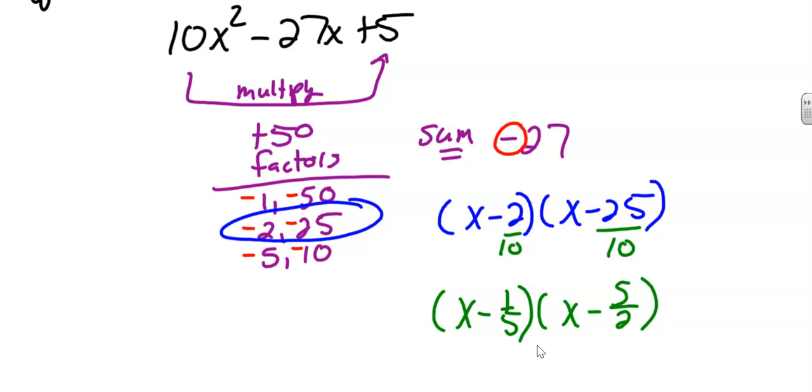So for this one, both of them have a fraction, so in this case you're going to pull both numbers up. So this one we pull the 5 in front of the x to make it 5x minus 1. This one we'll pull the 2 in front of the x and make it 2x minus 5.